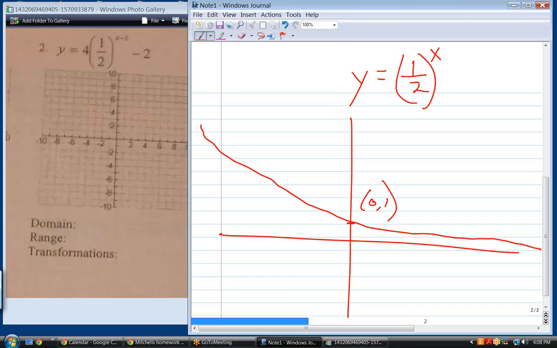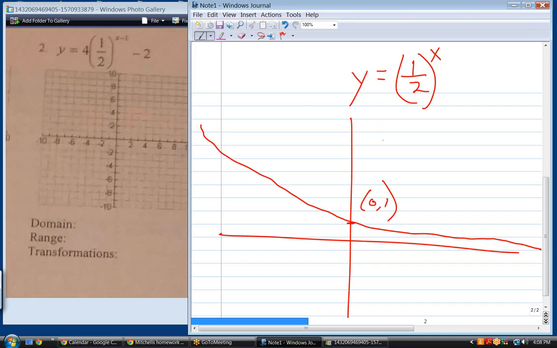Now, we have 3 things going on here. Well, before we talk about those 3 things, let's talk about the domain and range of this function. What's the domain? All reals. What's the range? 0 to infinity. Good.